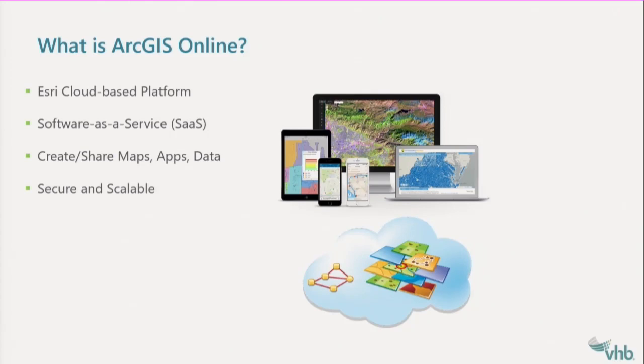Before I go any further, I'm pretty sure everybody in here knows what ArcGIS Online is by now, right? That's Esri's subscription-based software, also known as software as a service. It allows you to create, share, author, and distribute not just apps, but data and other useful information that you want to share with your organization. It's secure and it's scalable.